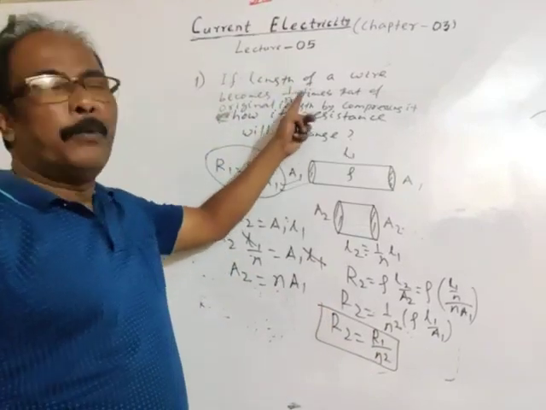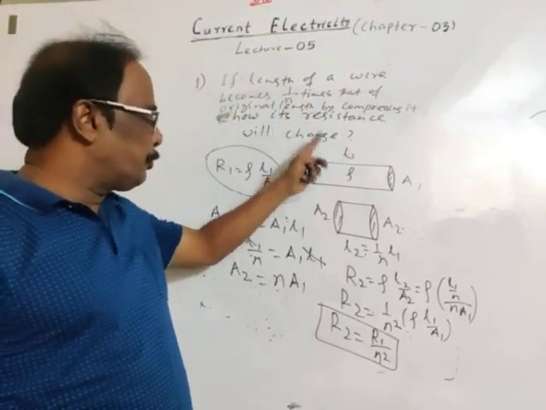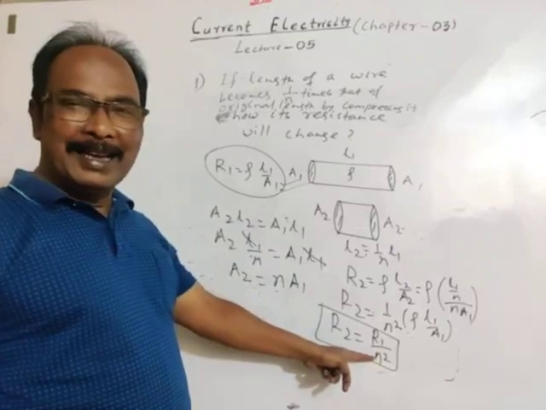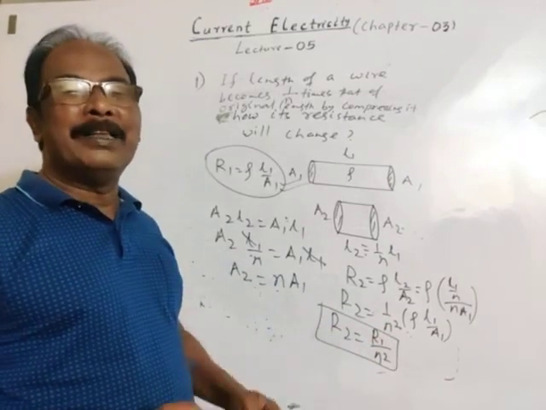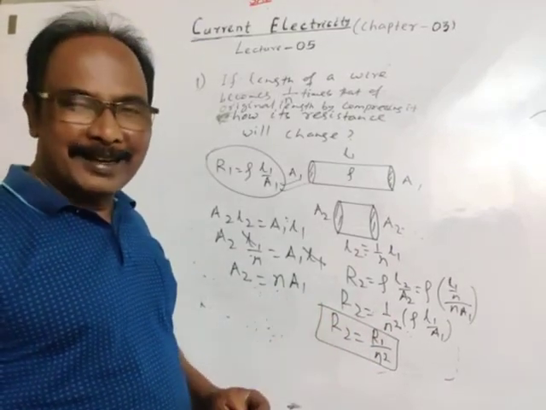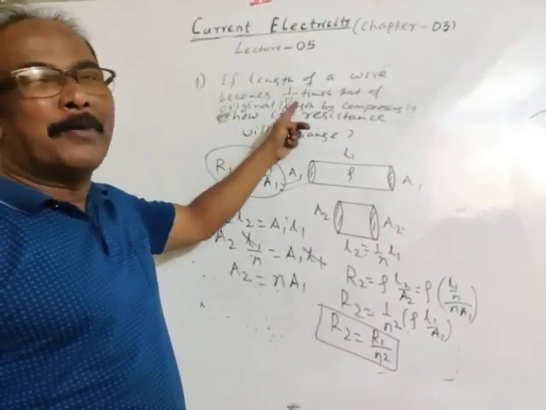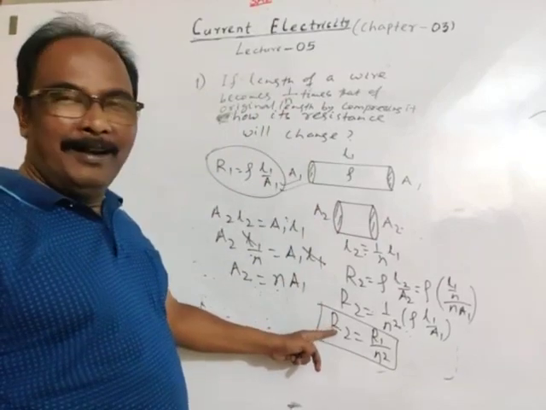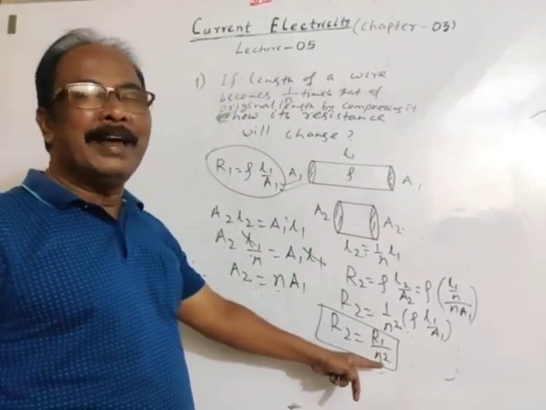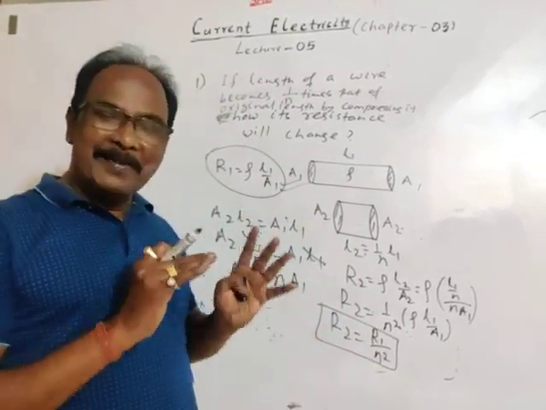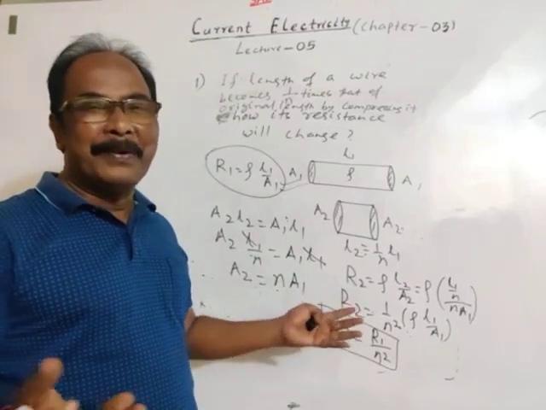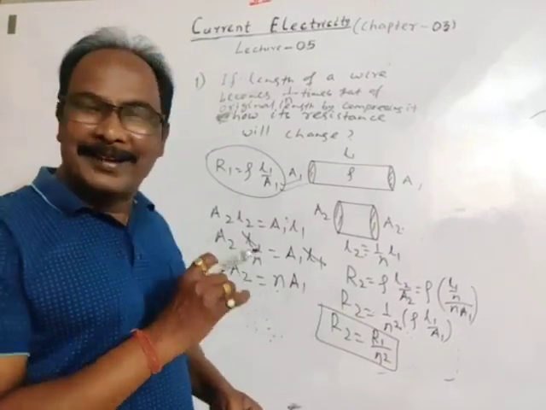If it is 1 by 2 times, then n is 2, so the final resistance is R1 by 4, that means 1/4 of the initial resistance. If 1 by n is given as 1 by 3, then the final resistance will become 1 by 3 square, that means 1 by 9 times the original resistance.